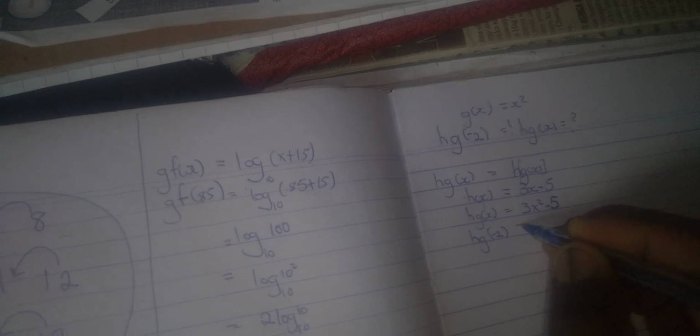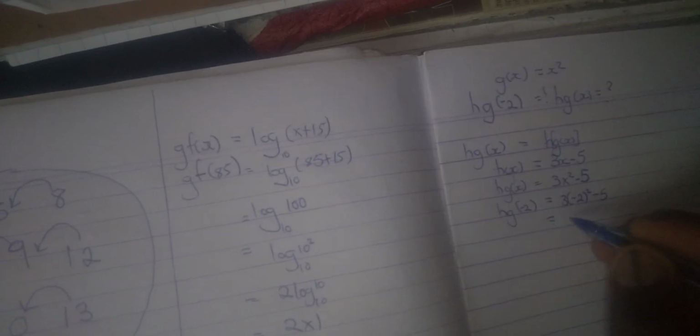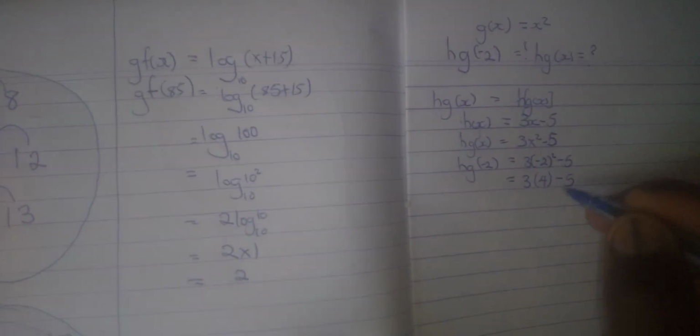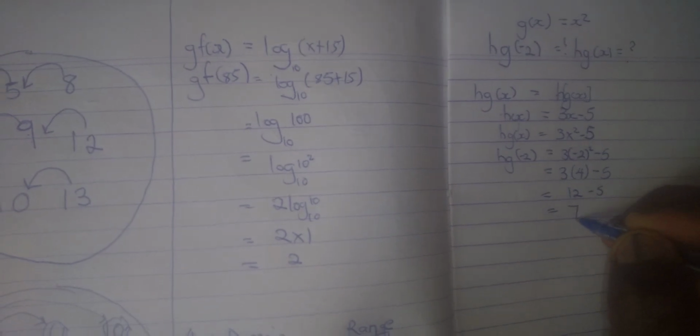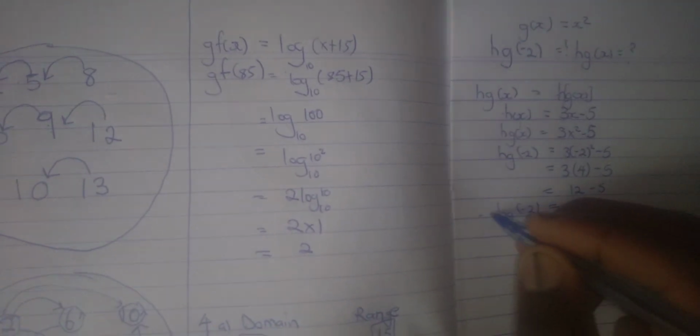So from there we can find h g of negative 2, which is 3 into negative 2 squared, then minus 5. This squared will give us 4, so we have 12 minus 5, which will give us 7. That is our h g of negative 2.